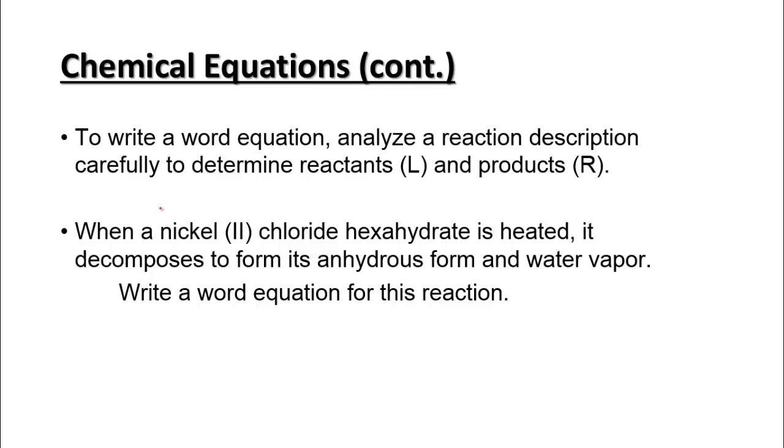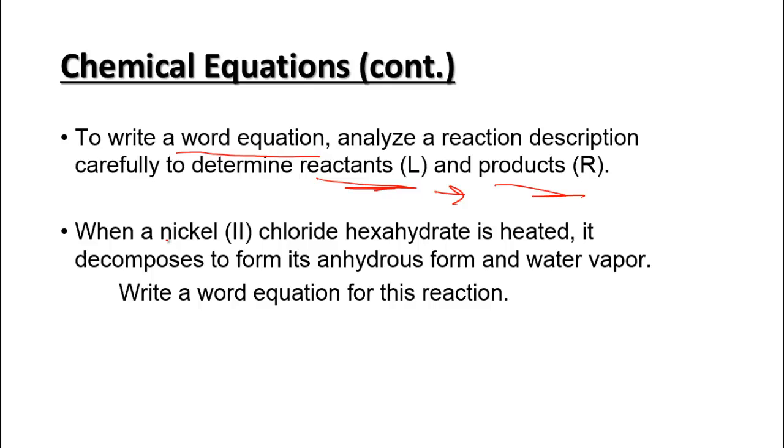So we're going to start off with just writing out word equations. Word equations are pretty straightforward. What you need to do is analyze the reaction description carefully and determine which are the reactants and which are the products. The reactants will be written on the left-hand side of the arrow, and the products will be written on the right-hand side of the arrow.